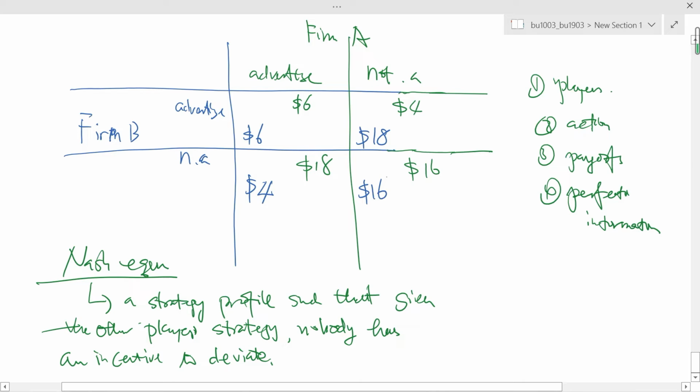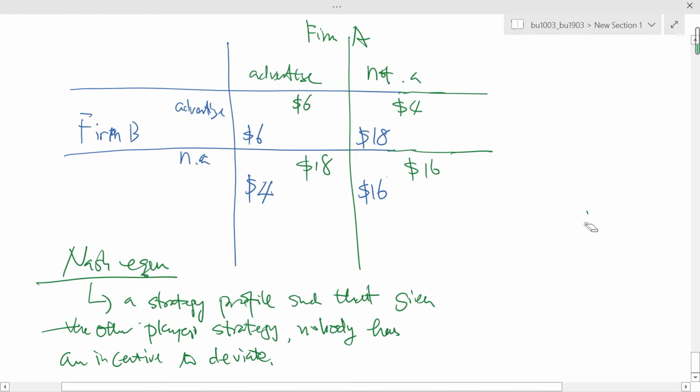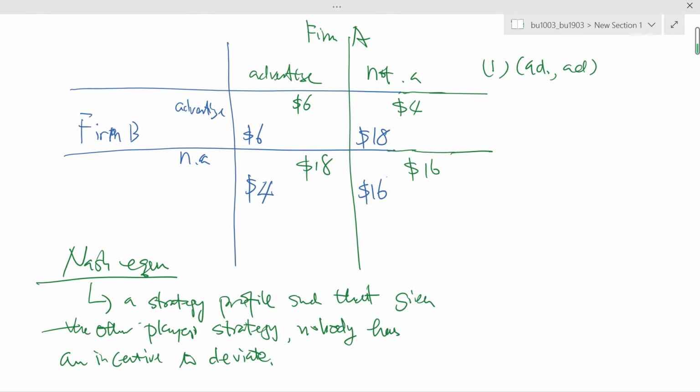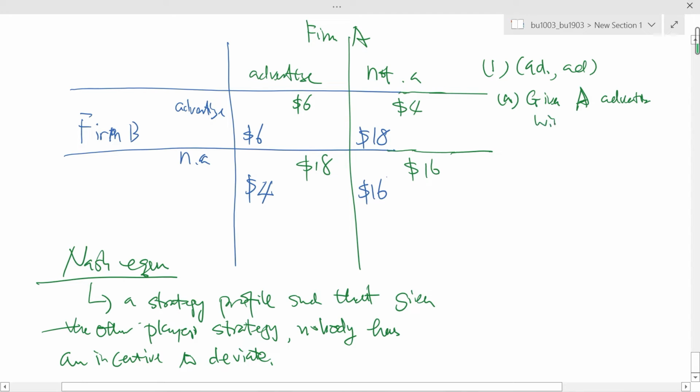We can use this definition to check for Nash equilibriums. So let's check whether the strategy profile advertise, advertise is a Nash equilibrium or not. The process of checking for Nash equilibrium is straightforward. Again, we are trying to answer two questions. First, given A advertises, will B deviate or not? Given A advertises, then we are in this column. Will B deviate from advertise to not advertise?